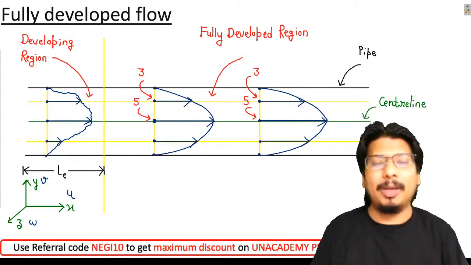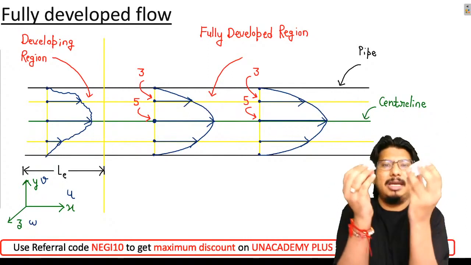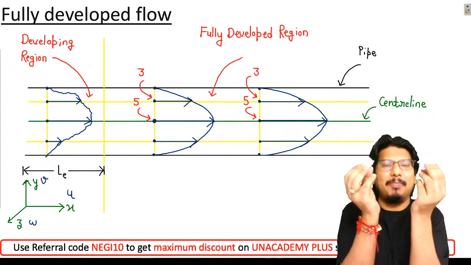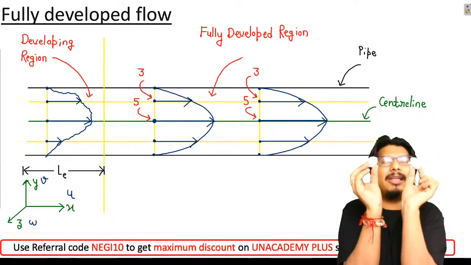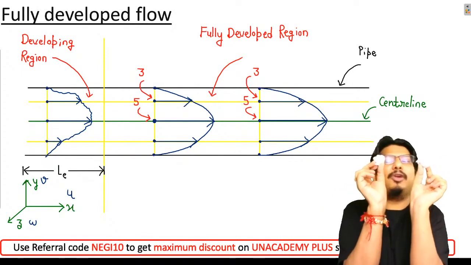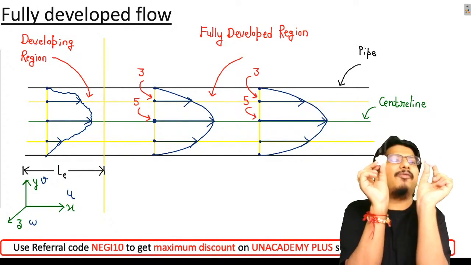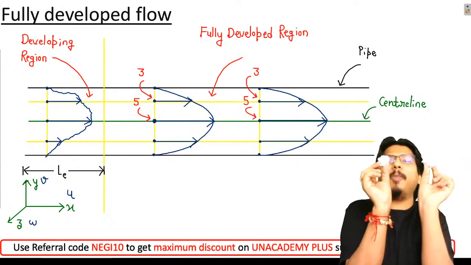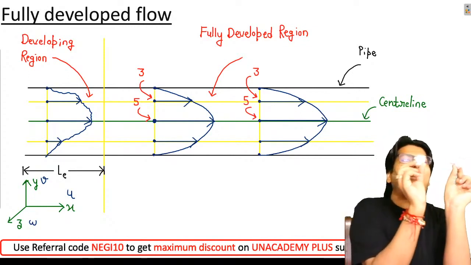Let me give you an example. Look carefully, these two fluid particles are at the center line. This fluid particle is moving with a velocity of 5 meter per second. This fluid particle is also moving with a velocity of 5 meter per second.